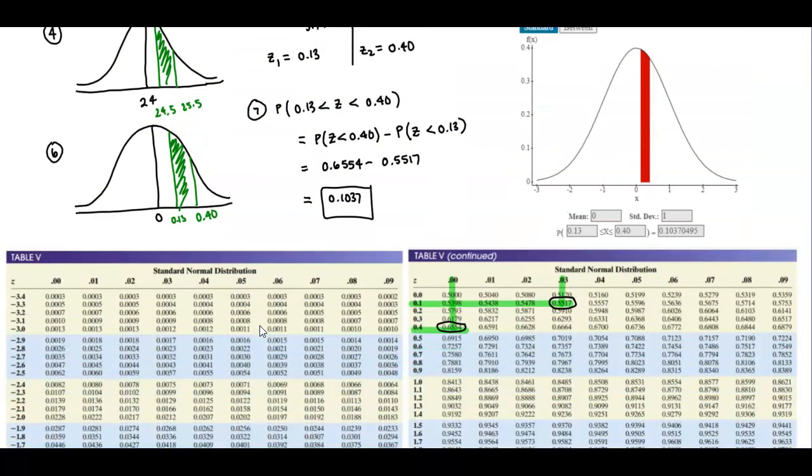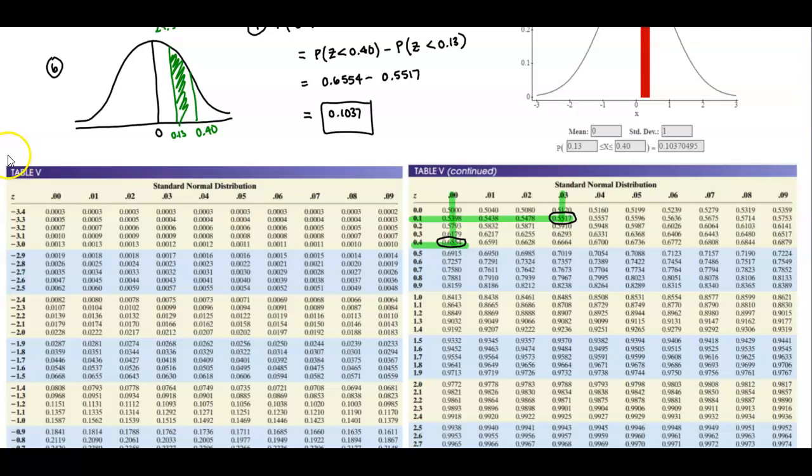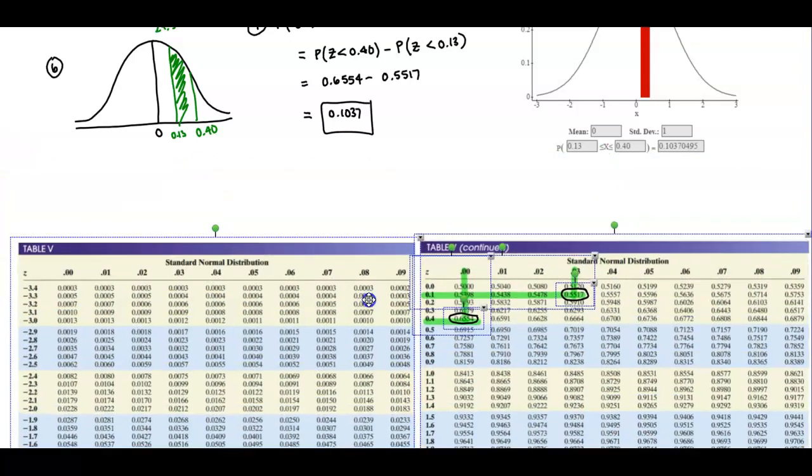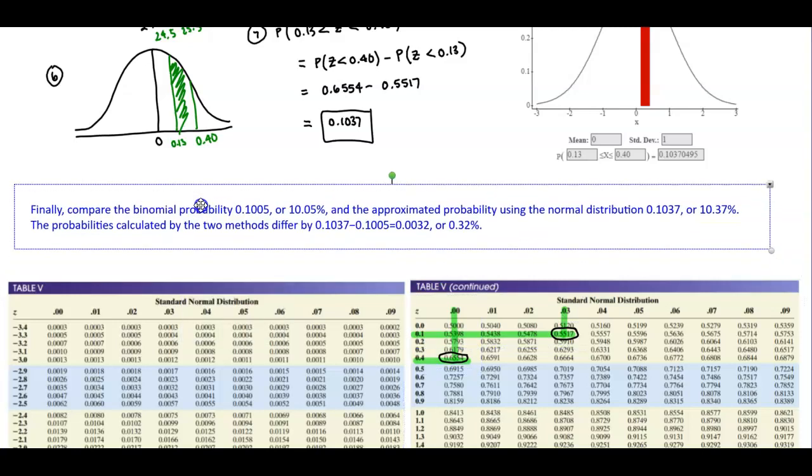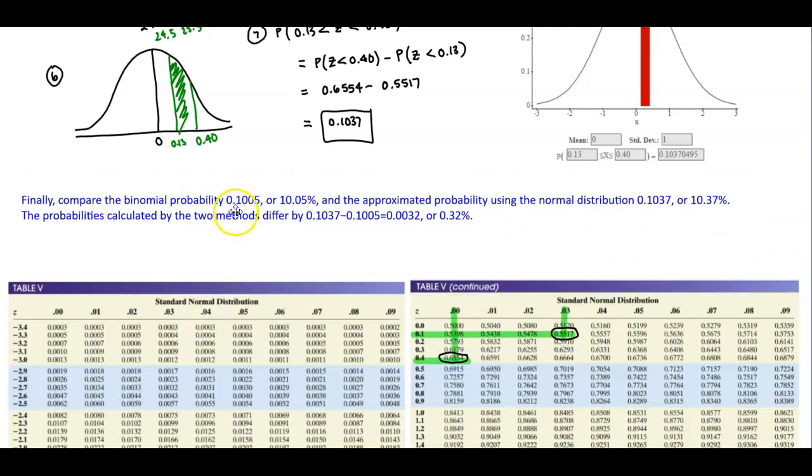And so now we want to compare the binomial distribution formula result and what we just did. If we compare the binomial probability that we got, which was 0.1005 or 10.05%, and the approximated probability using a normal distribution of 0.1037 or 10.37%, the probabilities calculated by the two methods differ by 0.0032 or 0.32%.